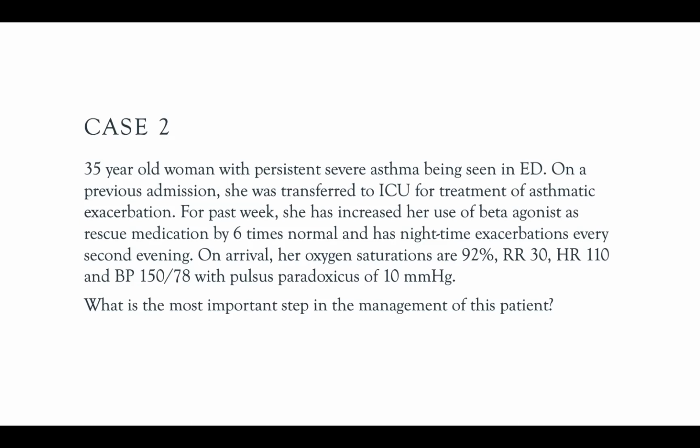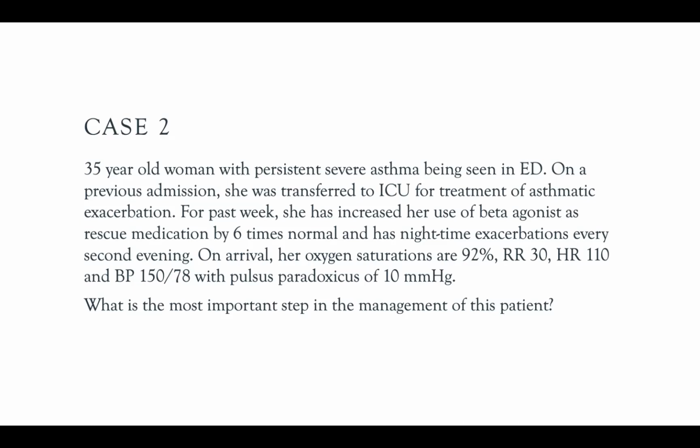Then we can go through our C, circulation. So we've got our blood pressure and our heart rate, which is quite tachycardic. Let's check her perfusion in her limbs. We want to check her pulse. We want to check if she has any sort of central or peripheral cyanosis, and establish some IV access in both hands. We would also like to collect some bloods.